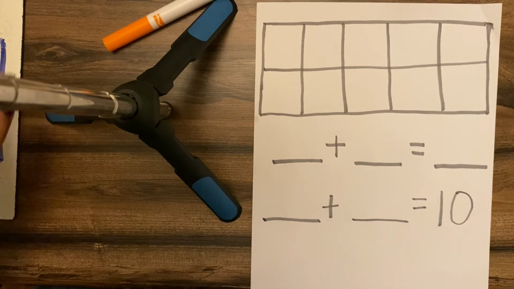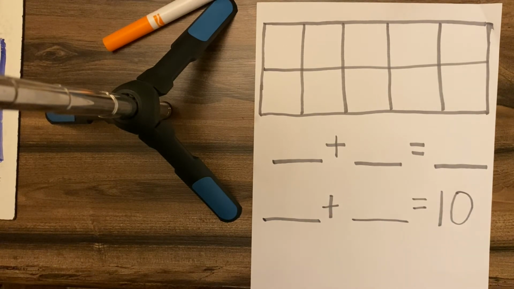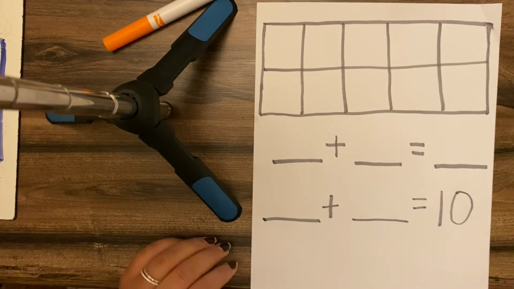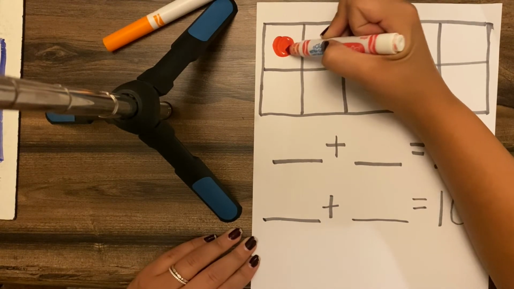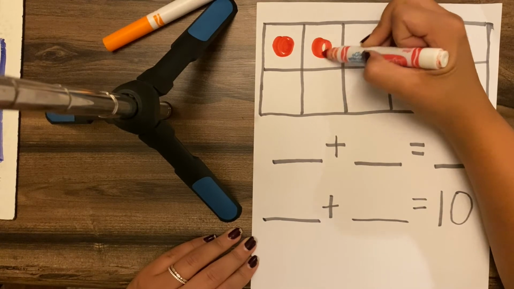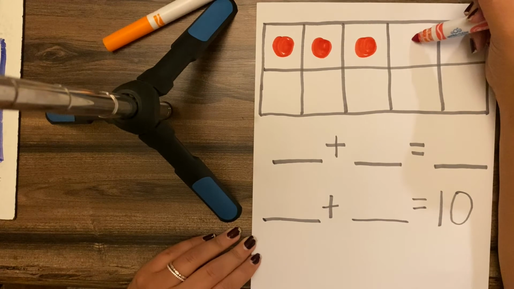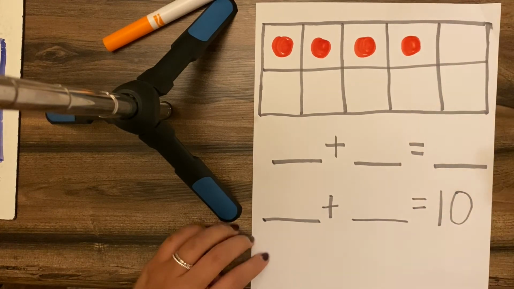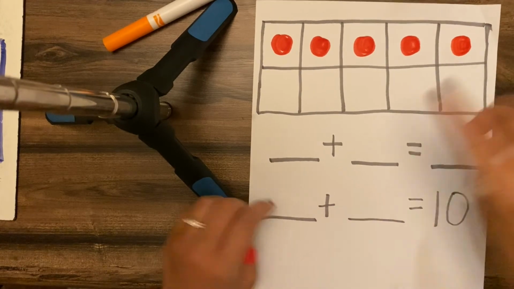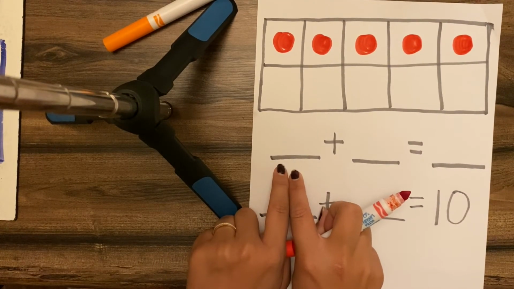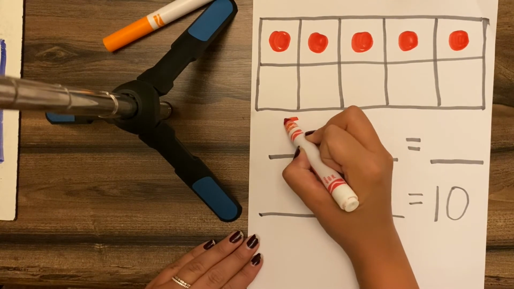Now we're going to add in some counters. For this problem, you need 5 counters at the top. Can you draw 5 circles with me? 1, 2, 3, 4, 5. Okay, how many are we starting with? 5. We're starting with 5. So let's write our first number, 5.